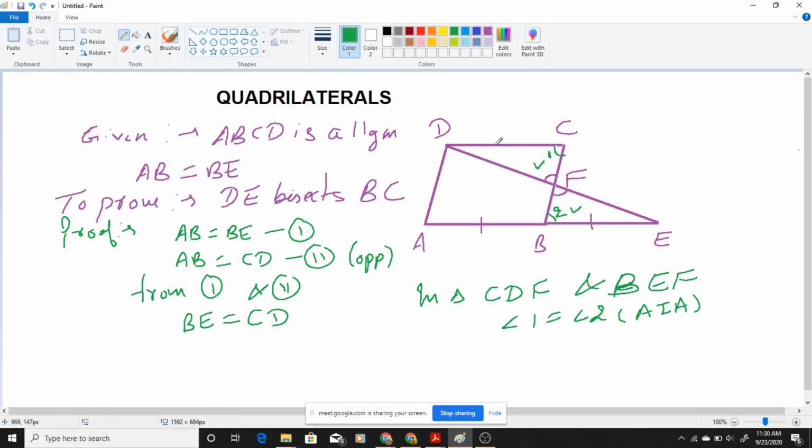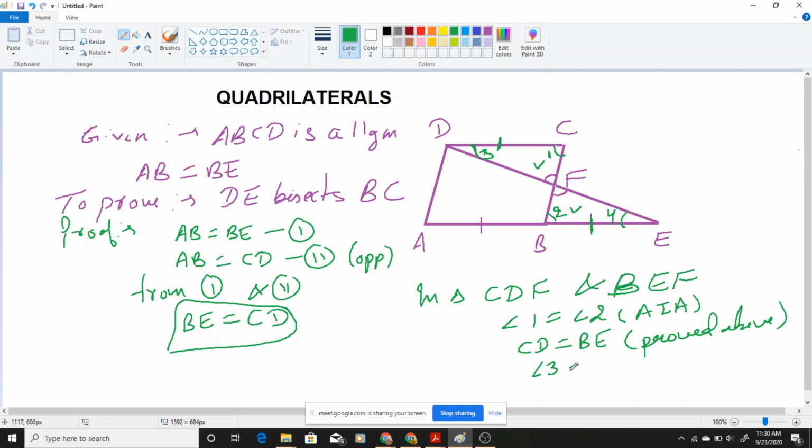Then this side CD and this side BE, they are equal. We have proved this thing, you can see here. So we can write CD equal to BE. What we will be writing? Proved above. Then the third thing, this angle 3 will be equal to angle 4. What reason will we write? Again, alternate interior angles.